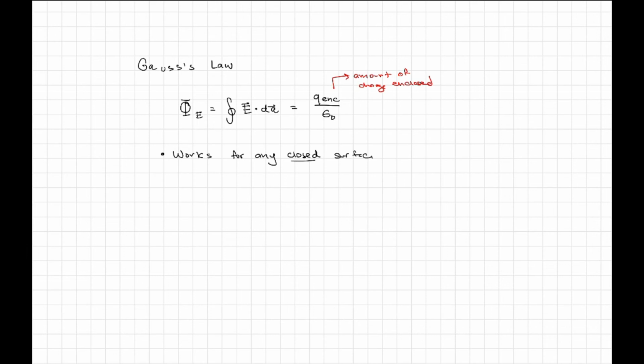Okay, and it even works, this is kind of cool, it even works for moving charges. Coulomb's law, we're in electrostatics right now, it actually doesn't work for moving charges, okay? But Gauss's law works whether the charges inside of it are moving or not. So it's even more fundamental in that way than good old Coulomb's law.